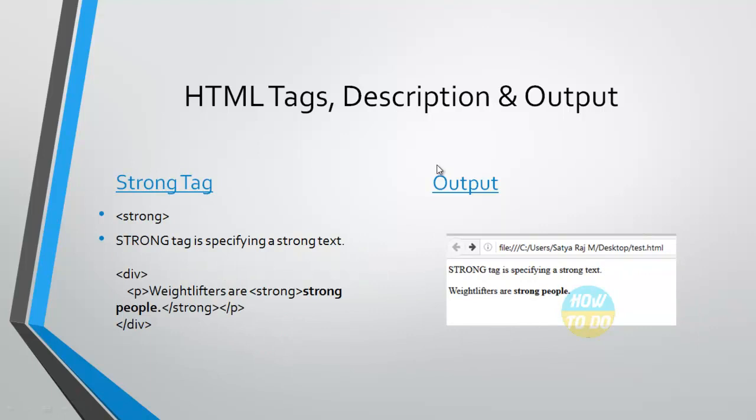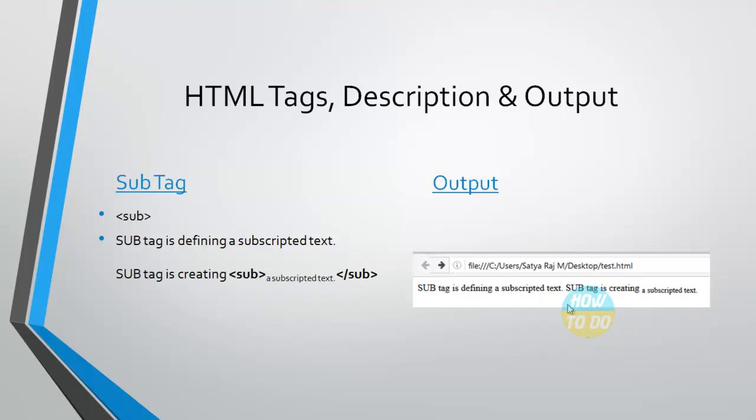Next comes the strong tag. The strong tag is specifying a strong text. This is the syntax for the same, wherein in strong tags, you are mentioning the text and closing the strong tag, and you will be getting the output with a bold, or you can get the output with a strong font in comparison to the previous one.